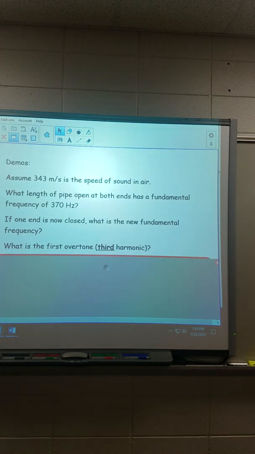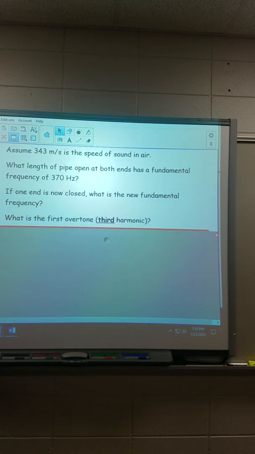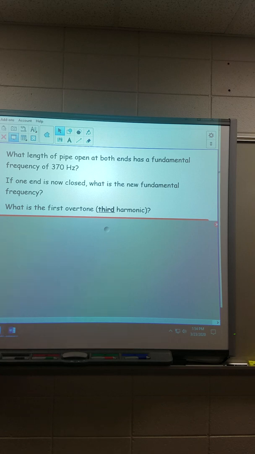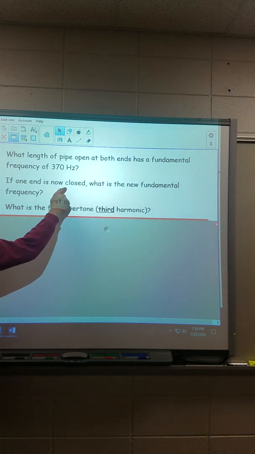So let's assume that 343 meters per second is the speed of sound in air. What length of pipe open at both ends has a fundamental frequency of 370 hertz? Now I close one end, what's the new fundamental frequency, and what would be the first overtone of that, which for one that's closed at one end would be the third harmonic.